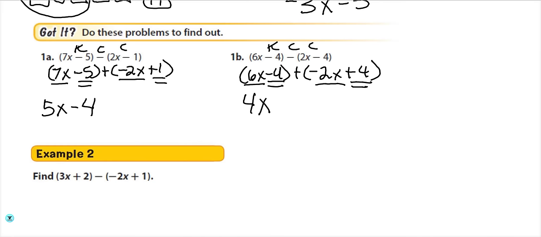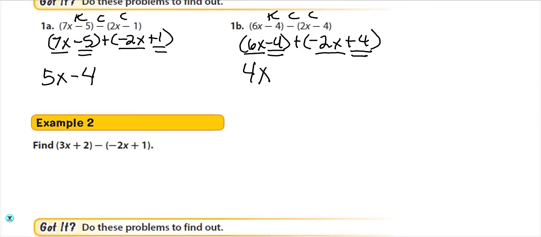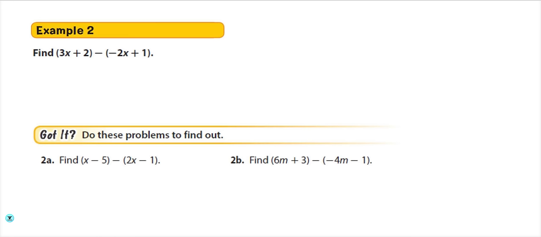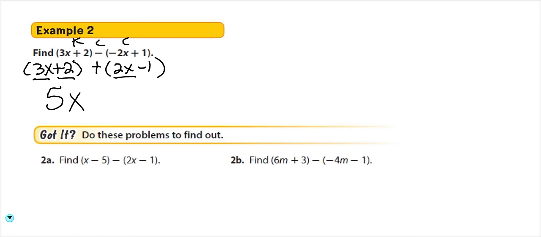All right, let's take a look at example 2. Same thing here. We're going to keep, change. So it's 3x plus 2. Change it to addition. Change all the signs. So this is actually 2x minus 1. And then from here, put your terms together. So we have 3x plus in the middle, and then 2x. So 3 plus 2 makes 5x. 2 plus negative 1, which means minus, different signs subtract, so that makes it positive 1.